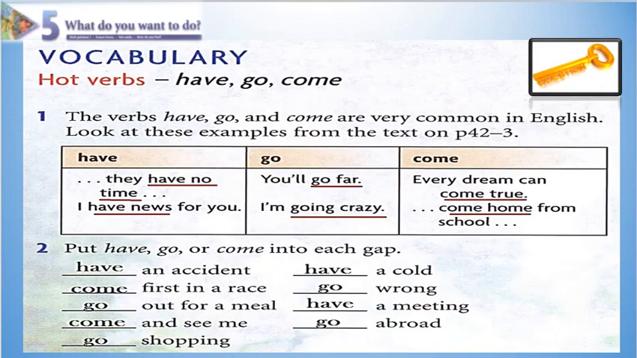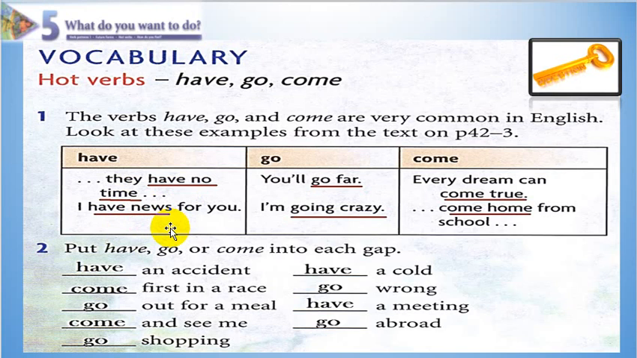Now, in your book there's also exercises. The verbs have, go, and come are very common in English. Look at these examples from the text on page 42, number 3. Have. They have no time. Have no time. لا يمتلك الوقت. I have news for you. لدي معلومة أو خبر لك. Okay.